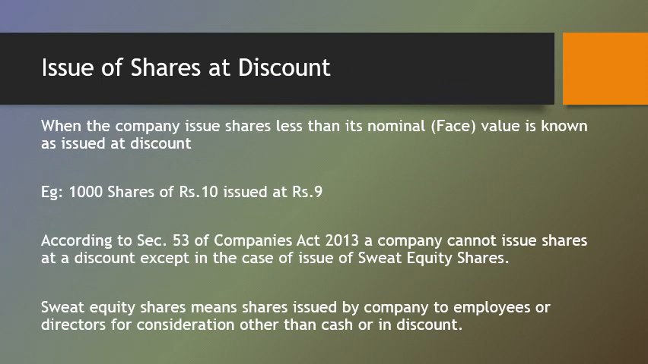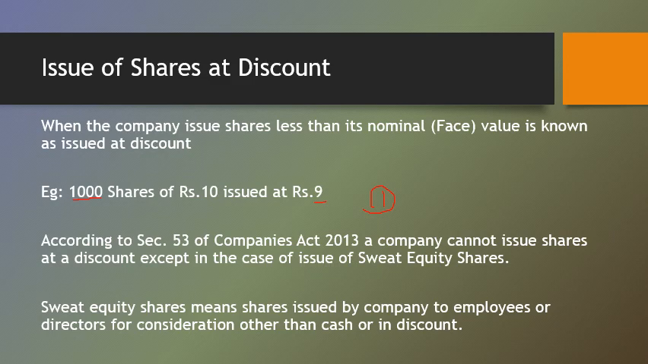The next, third category, is issue of shares at discount. Whenever companies issue shares at less than their nominal value, it is known as issued at discount. For example, 10,000 shares of rupees 10 issued at rupees 9. So there is a discount of rupees 1. Whenever the company issues shares at less than its nominal value, it is termed as issued at discount.